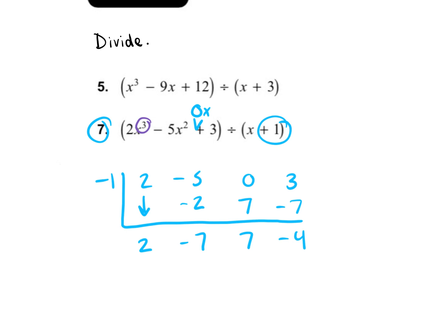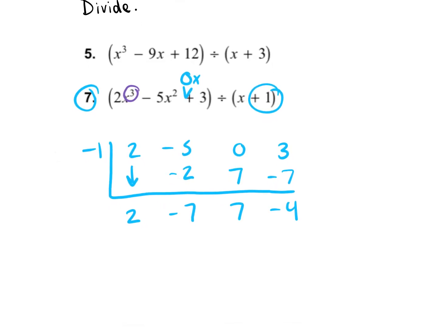If I start with x to the 3rd power, what's my answer going to start with? X squared. It's always 1 less. So 2x squared minus 7x plus 7, remainder -4.